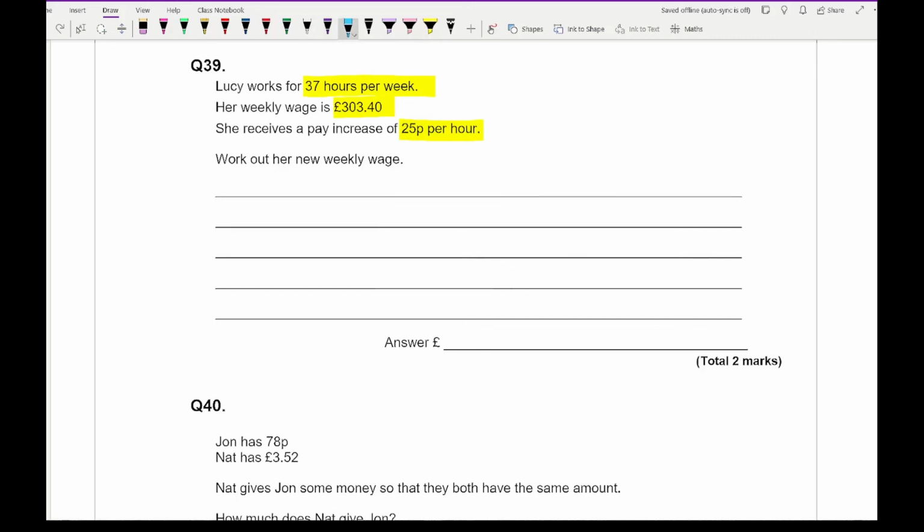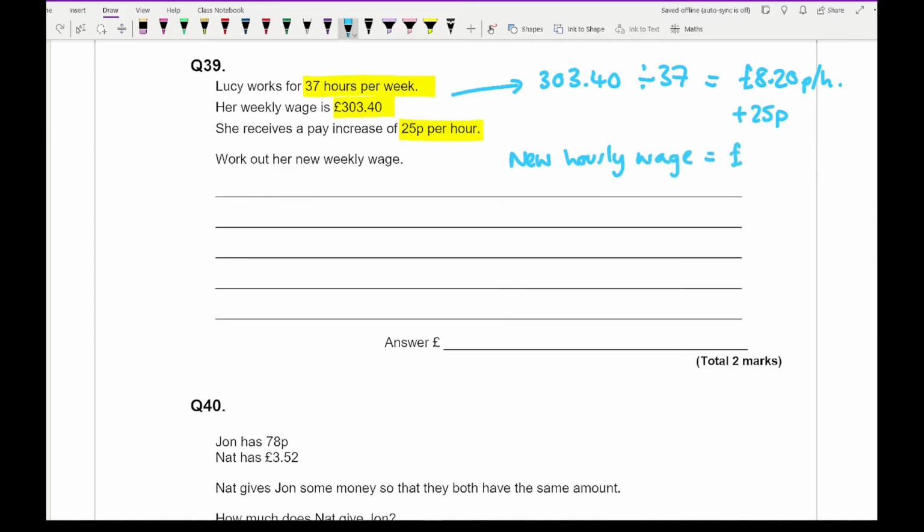So looking at this, let's have a look at what she is paid per hour. So per hour, it's going to be £303.40 divided by 37. And if I type that into my calculator, she gets paid £8.20 per hour. Now what I then need to do is add 25 pence to this. So her new hourly wage is going to be £8.45 per hour.